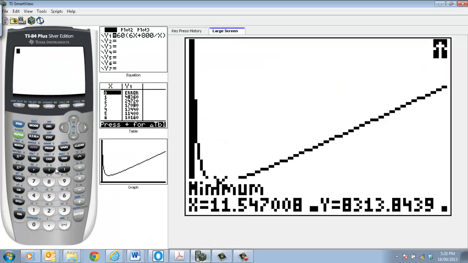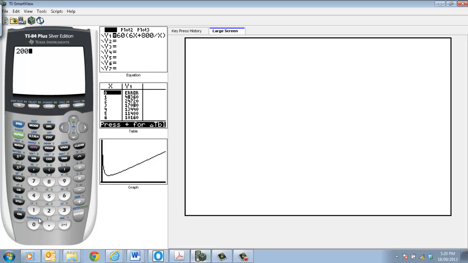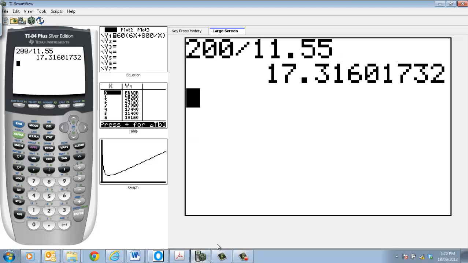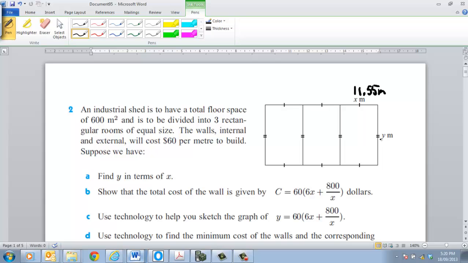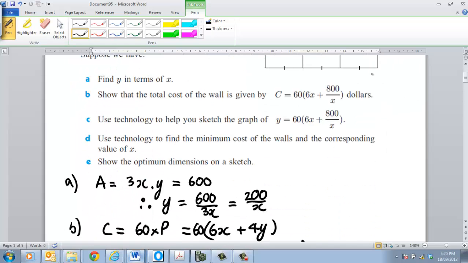Let's put out there 200 divided by 11.55, and that gives me an answer of 17.32. So therefore you need to show that calculation, of course, and then you'd need to go and label that as 17.32 meters. Alright, so that's what they're looking for you to show an understanding of what you're doing and not just plugging through and getting answers. Alright, so that's the second question there, and in the next video I'll show you the third question.